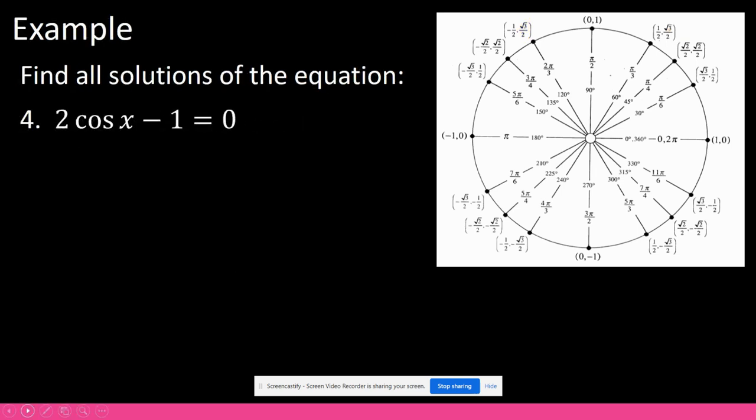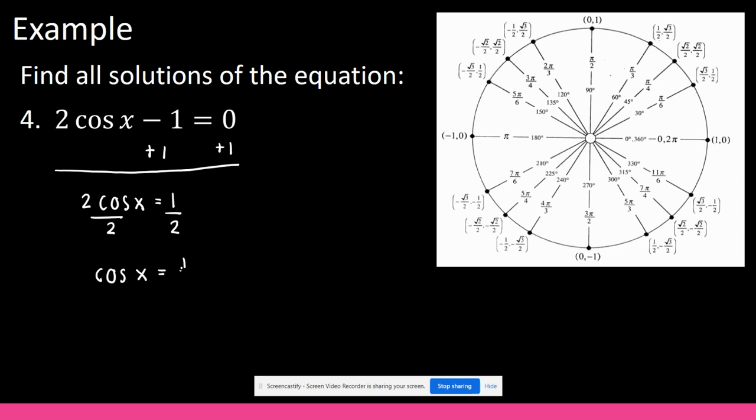Notice that in this next example, cosine is not isolated by itself, so I'm going to start rearranging terms so I can get that to happen. So that means I'm going to add 1 over to the other side. That gives me 2 times the cosine of x equals 1. So my last step to get the cosine by itself is I'm going to divide by 2. So the cosine of x equals a half.